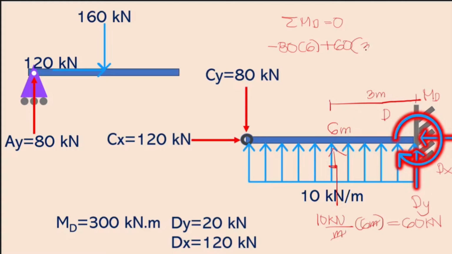And so times 3. And then now we have our moment reaction at D, which, as assumed here, is clockwise. And so that will be plus MD. And then we set it equal to 0. And so solving for MD, we have 300 kNm. And so this is how you can solve the reactions.